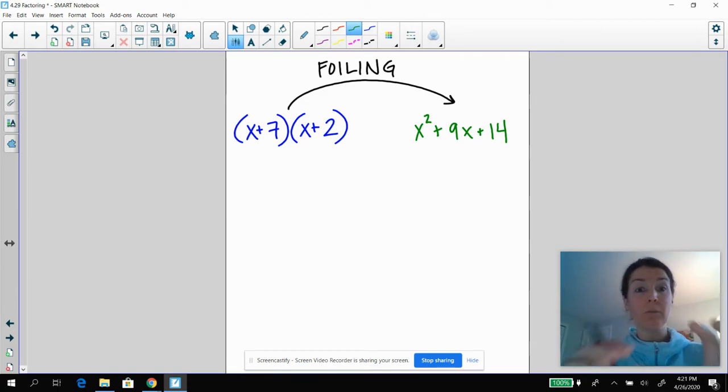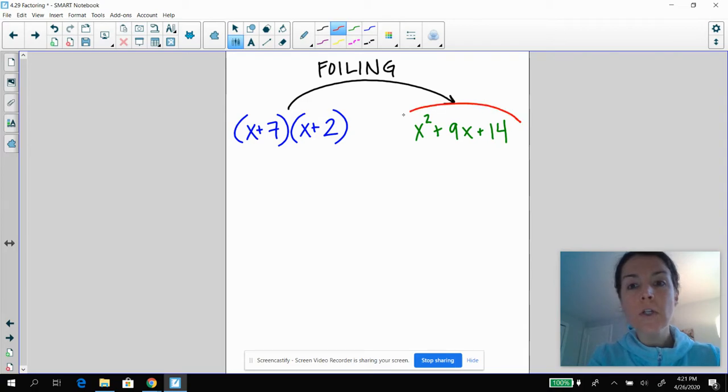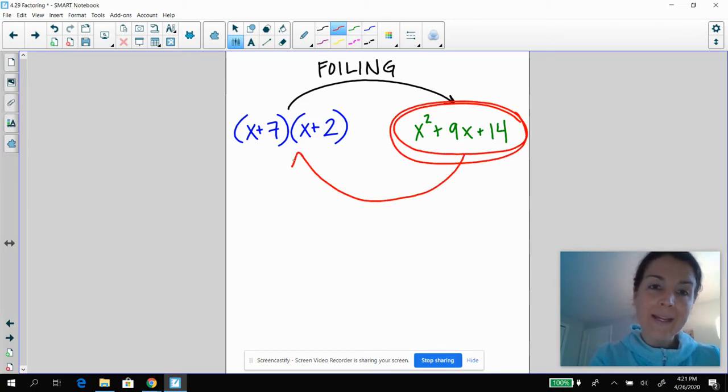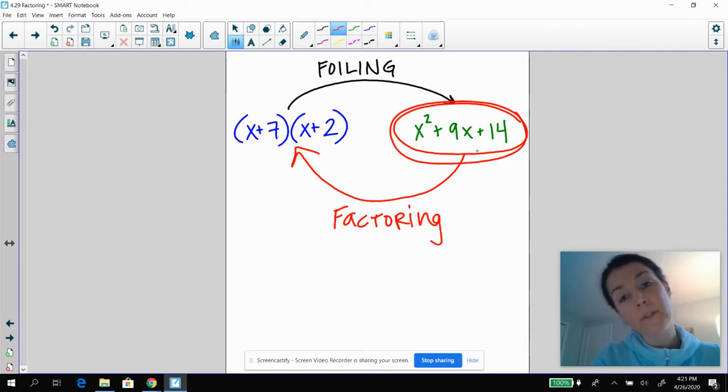So that's FOILing, right? We start with a binomial, we FOIL, and we get a trinomial. Factoring, we start with the trinomial and we go back to the binomial. So if I am factoring, I'm going the opposite direction. Start with a trinomial, go to a binomial. Cool? This is sort of the general process here.